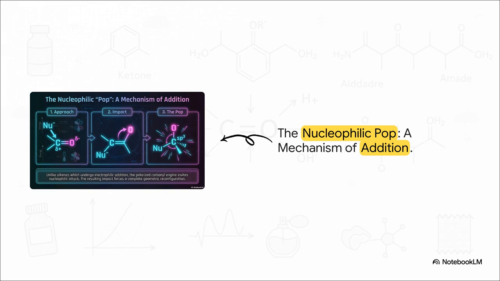Unlike alkenes that undergo electrophilic addition, our polarized carbonyl engine is basically begging for a nucleophilic attack. Upon impact, the double bond snaps, pushing the electrons up onto the oxygen. The geometry literally pops from a flat 120-degree plane into a three-dimensional sp3 tetrahedral structure.